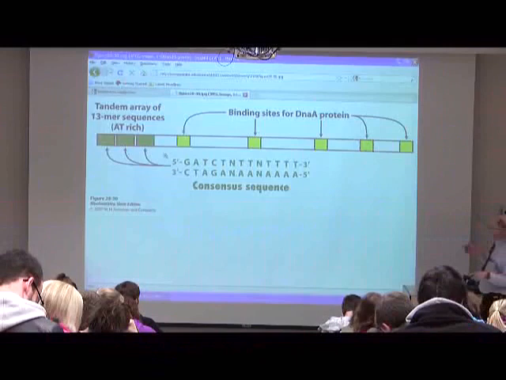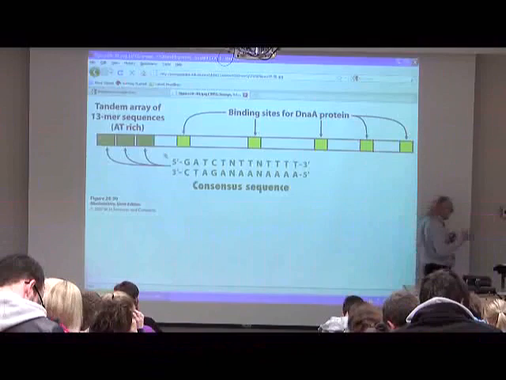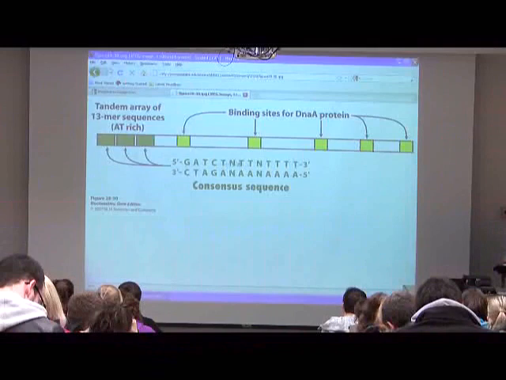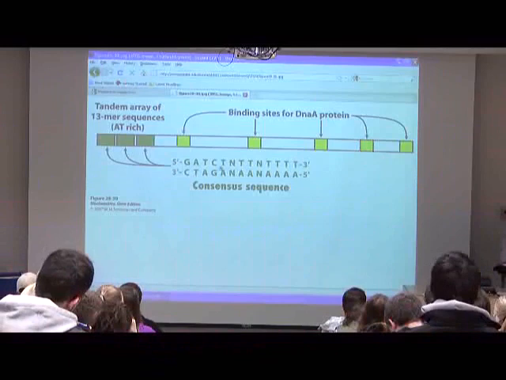Okay? So when E. coli goes to replicate its genome, in fact, there's the sequence right there, GATCT, N meaning any nucleotide, TTN, TTTT. So you can see it's very rich in A's and T's. There are only two G's, one G and one C, in that entire sequence.